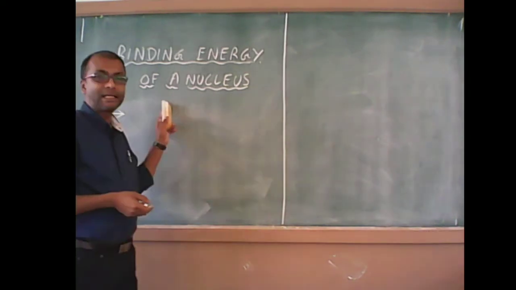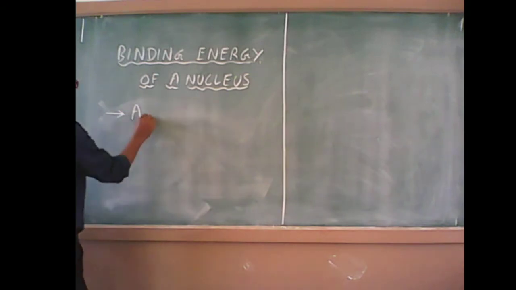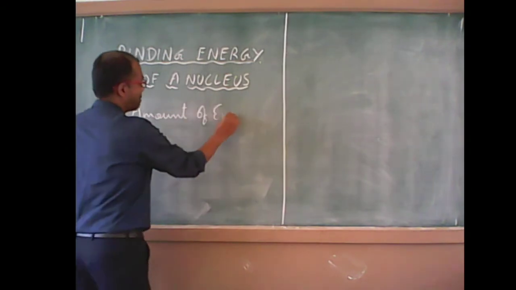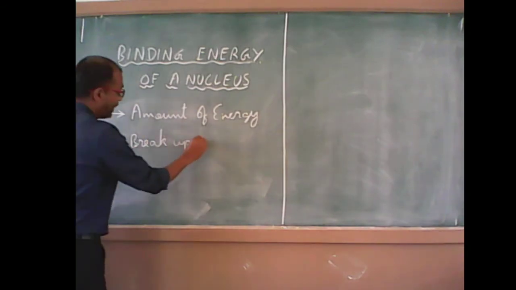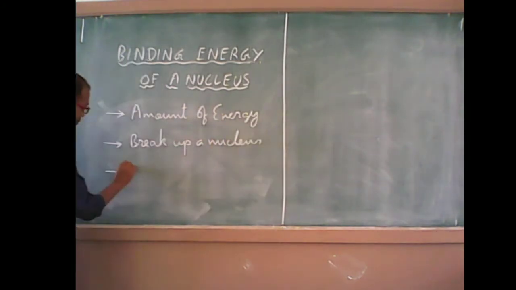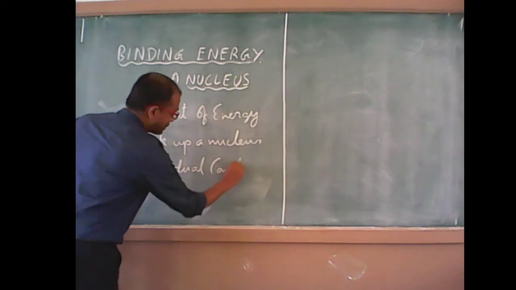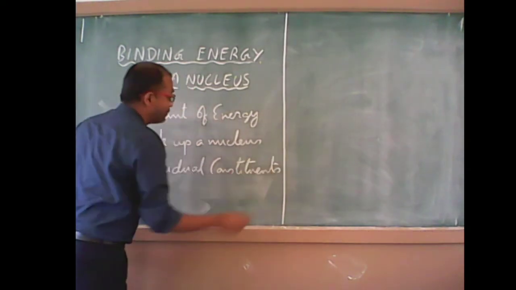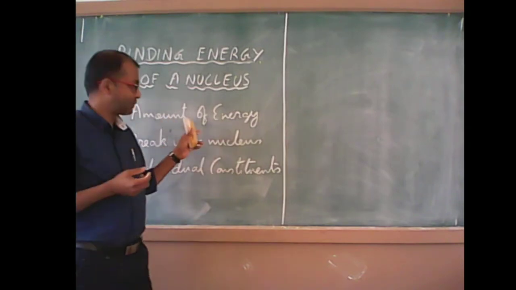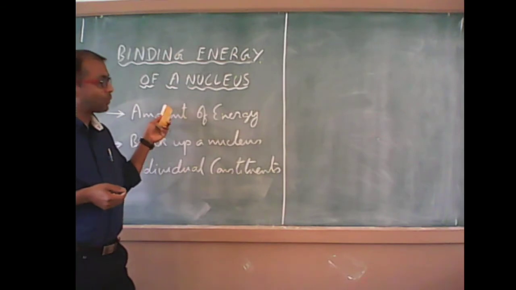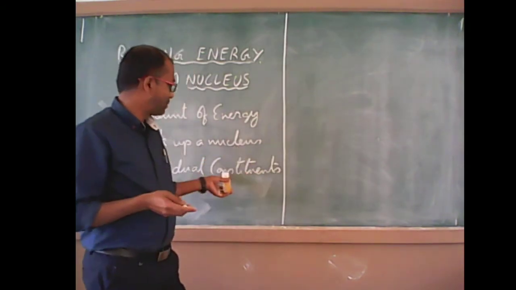There are two alternative definitions. One is to define it as the amount of energy needed to break up a nucleus completely into its individual constituents. As we have talked about, a nucleus is composed of protons and neutrons. So for a nucleus having a certain number of protons and neutrons, the binding energy will be the total amount of energy that we need to supply to the nucleus so that we can break it up into its individual constituents. This is one definition of binding energy.